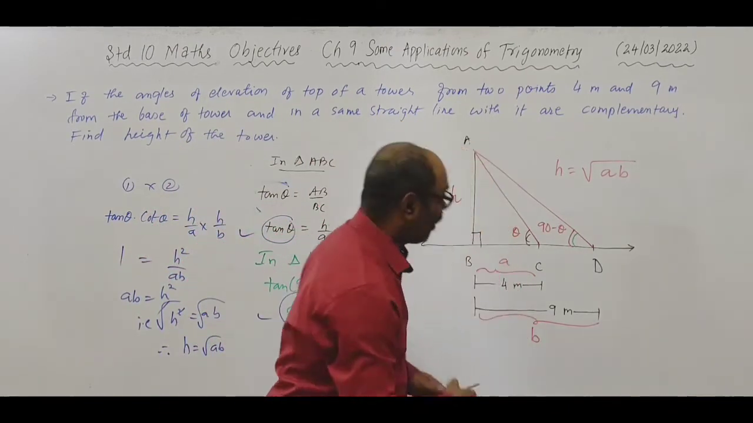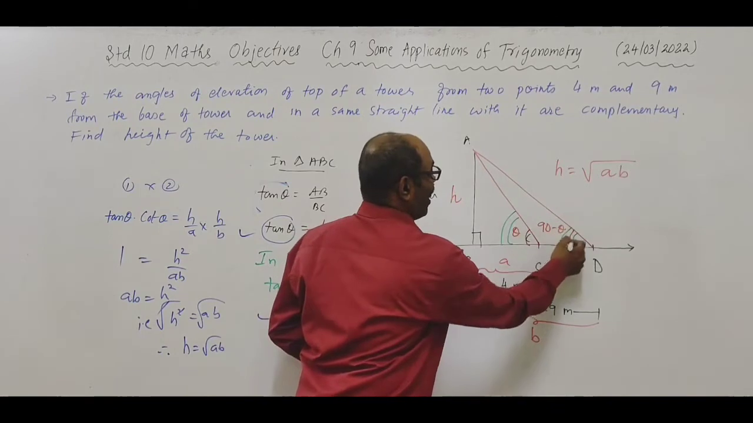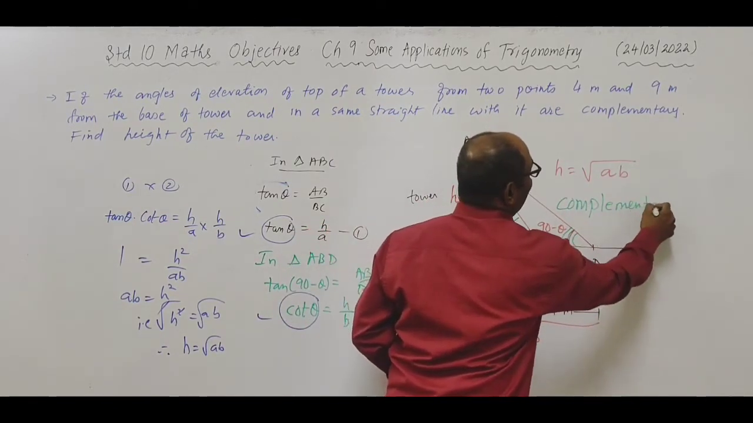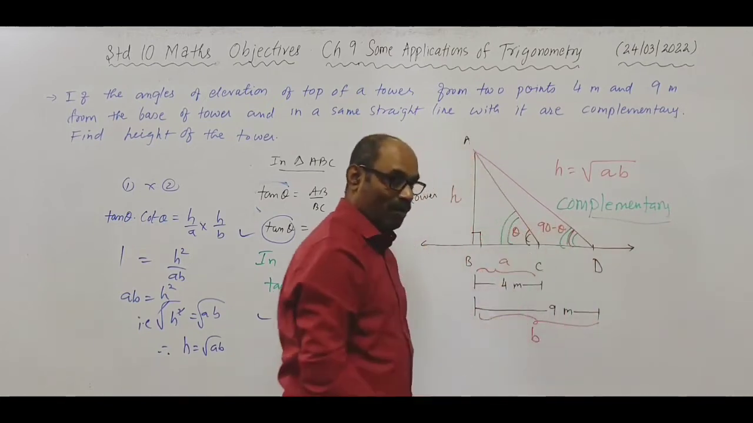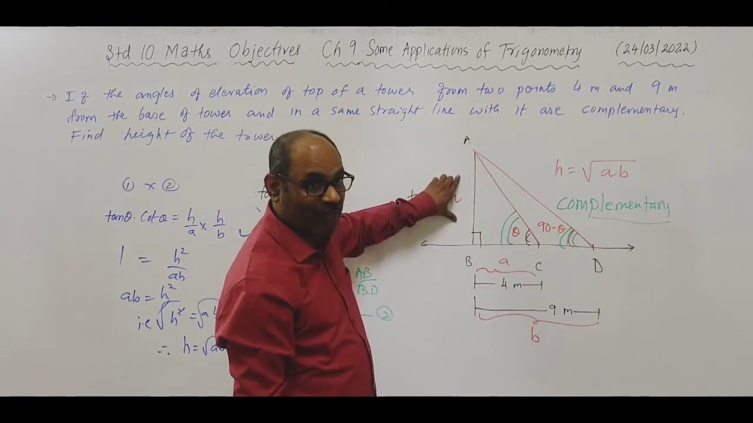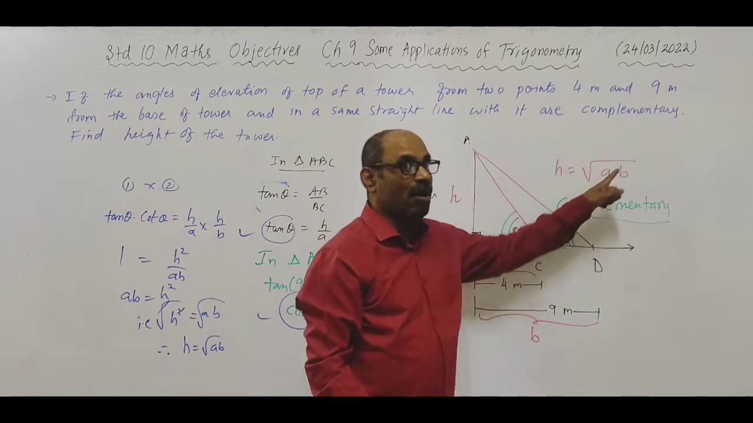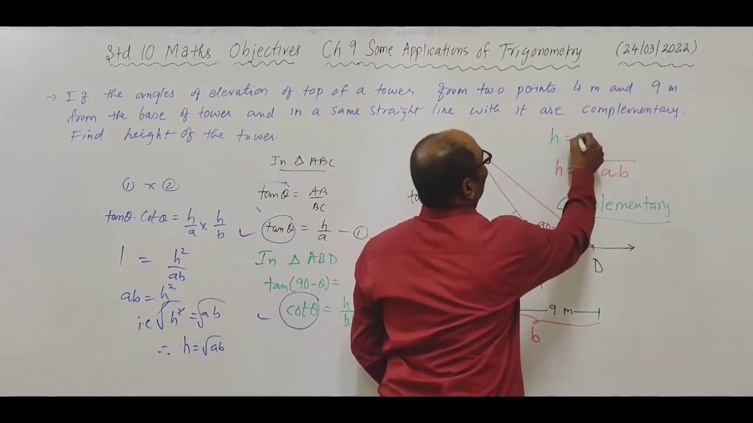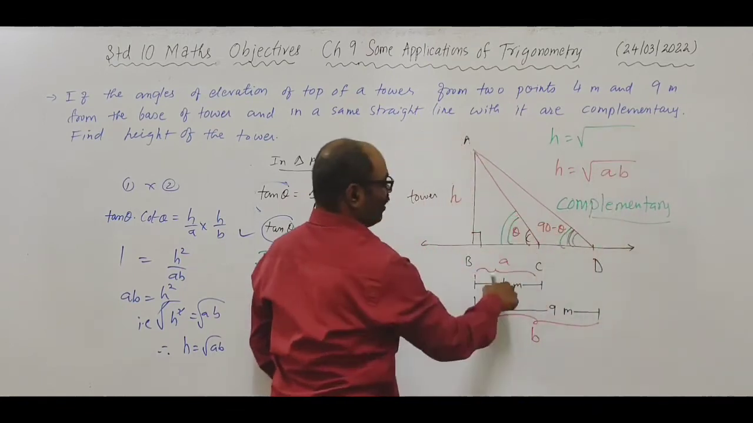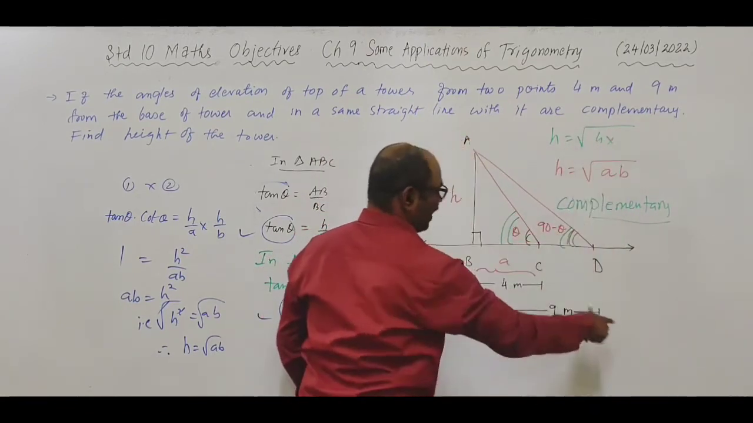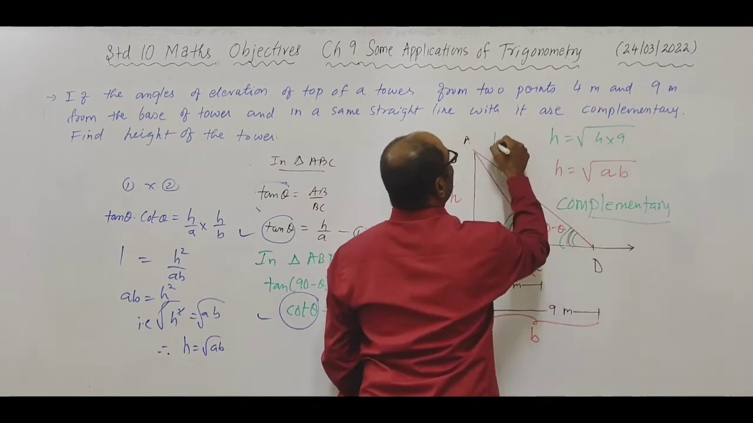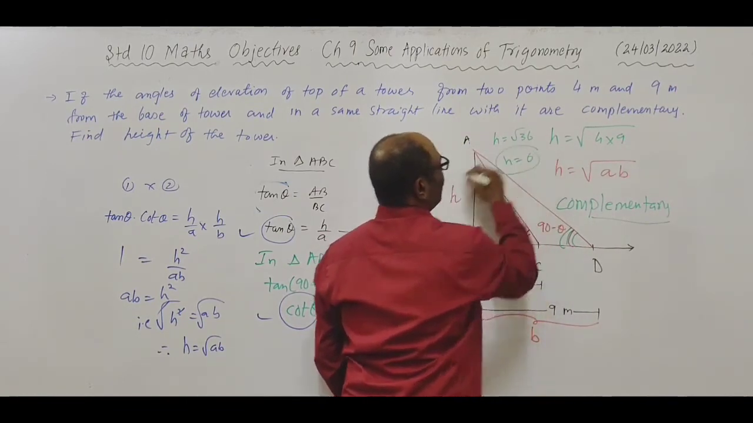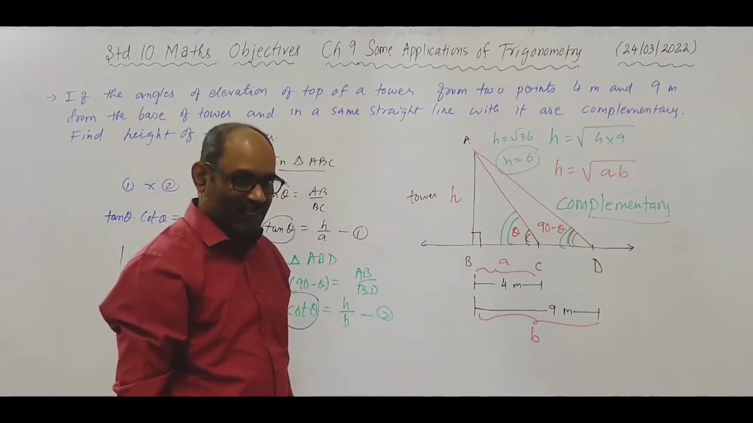When the angles are complementary, when you get that word, if these 2 angles are complementary, then the height of the tower is the square root of the product of those 2 distances. Tell me, height of the tower is square root of what? What is the first distance? 4. What is the next distance? 9. So that is square root of 36, and that is 6. So the height of the tower is 6.